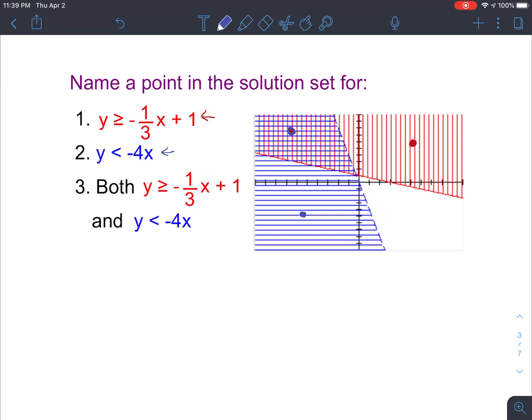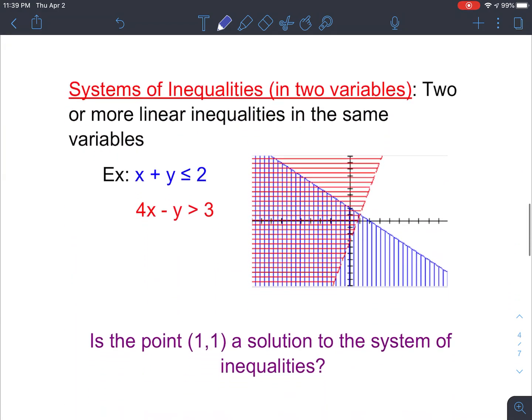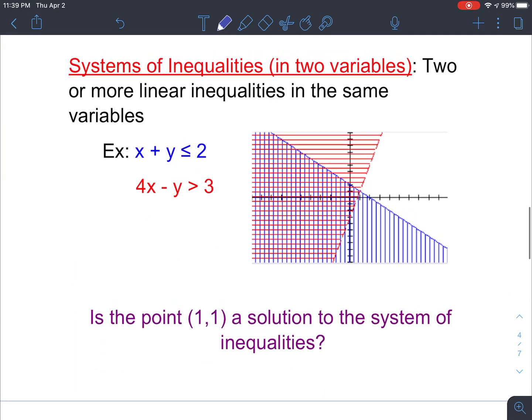Okay, so if we're looking for a point that is in the solution set for both, we are looking for a point in the area where the shading overlaps. Okay, so what we're doing here is we're setting up what's called a system of inequalities. Similar to a system of equations where we are looking for points that are intersection points, well, now we are basically looking for intersecting shaded areas. Okay, and why is that? It's because the two inequalities are working together as a system.